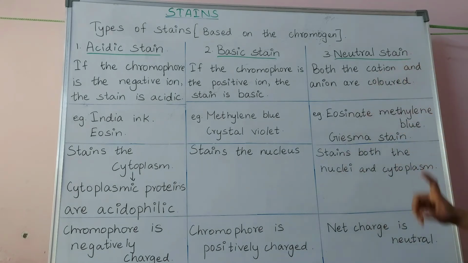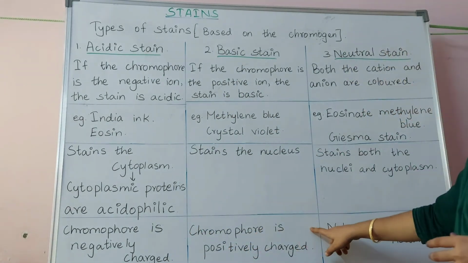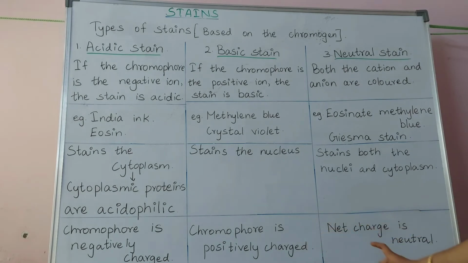And this neutral stain is used to stain both nuclei and cytoplasm because it has both the positive ion and negative ion or chromogen in the case of a neutral stain. And here the charge of the chromophore is negative. Here the chromophore is positively charged, but the net charge of the chromophore is neutral in case of neutral stain.